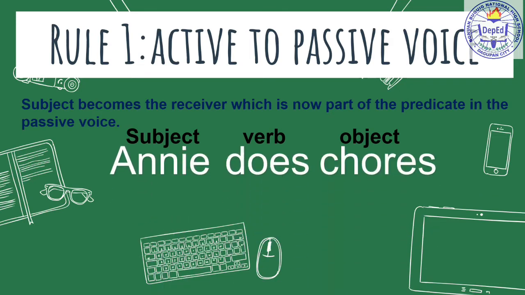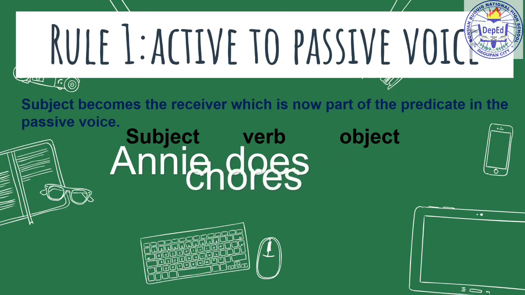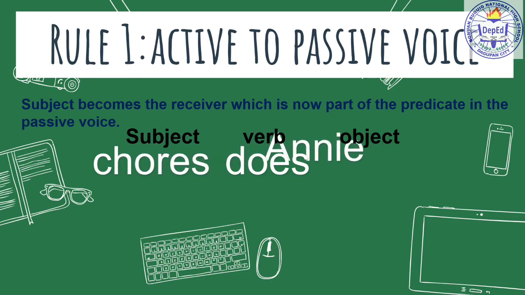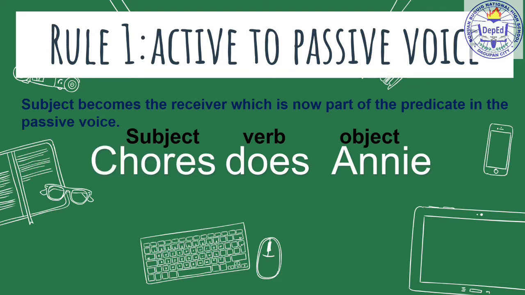Example sentence is Annie does chores. Following this rule, Annie becomes the object or the predicate and the chores becomes the subject of the sentence. Now change the chores into the big letter C since it is now the start of the sentence. Now we are ready to the rule number 2.